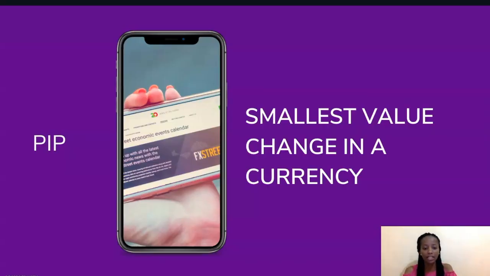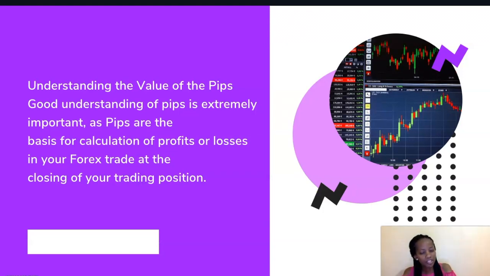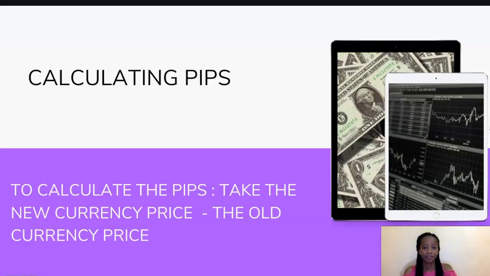As we talked about in lesson 2, a pip is the smallest value change in a currency. A good understanding of pips is extremely important because pips are the basis of calculation of profits and losses in your trade. You need to know how much money you made, you need to know how much money you're losing, and that's where pips come in.